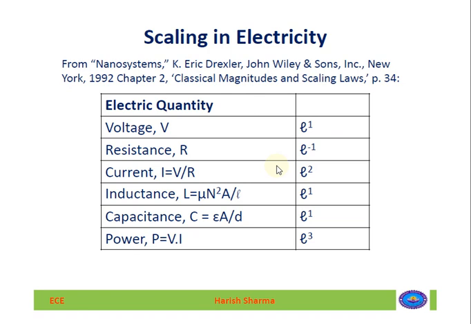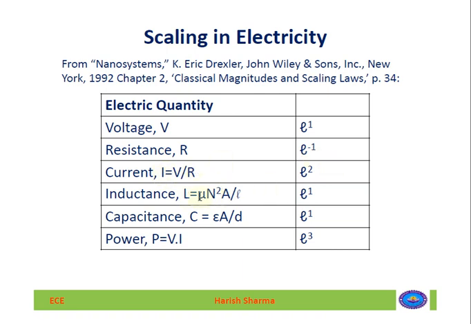These are the electric quantities and their proportionality to length. We can see that voltage is proportional to L raised to power 1. This table is drawn from the information taken from this book. The resistance R we have already seen is proportional to L inverse. The current I is V upon R, and since V is proportional to L and R is proportional to L inverse, I is proportional to L square.